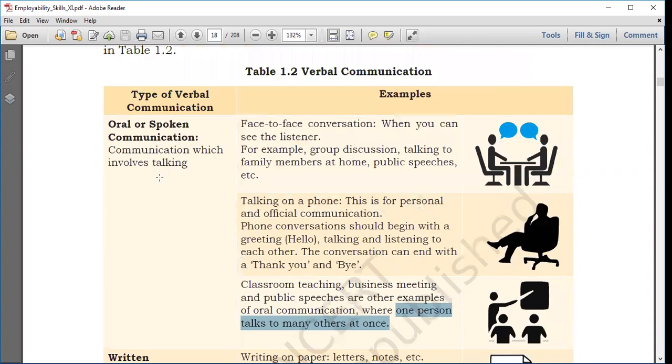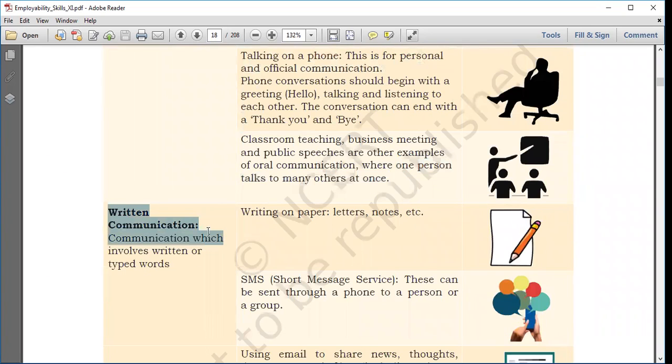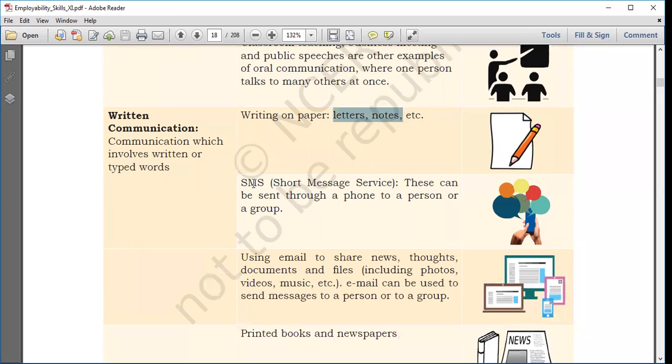Then this was oral. Then next one is written communication, in which whatever information is being passed is in the form of written or typed words, right? For example, you are writing a letter to somebody, a note to somebody. So that is a part of it.